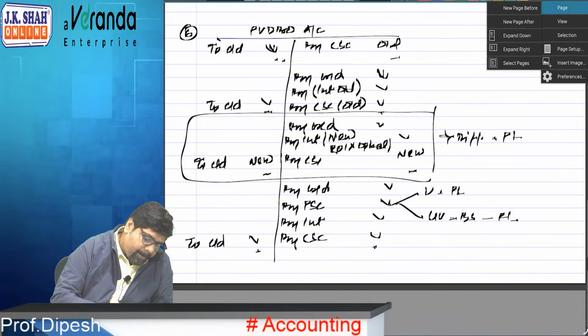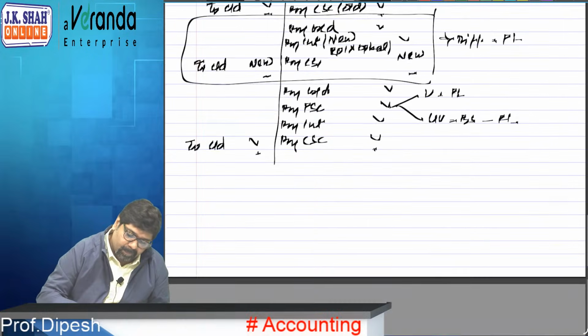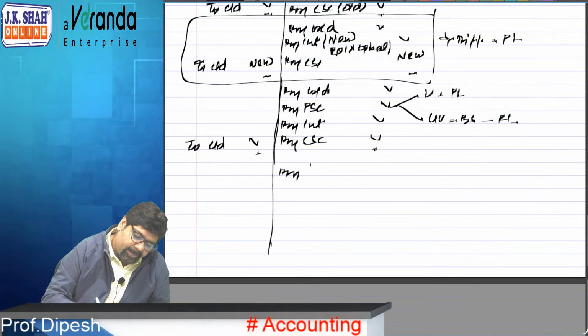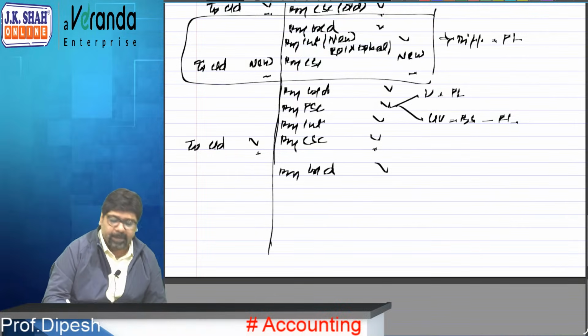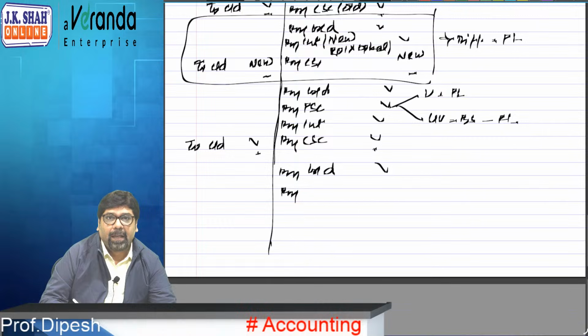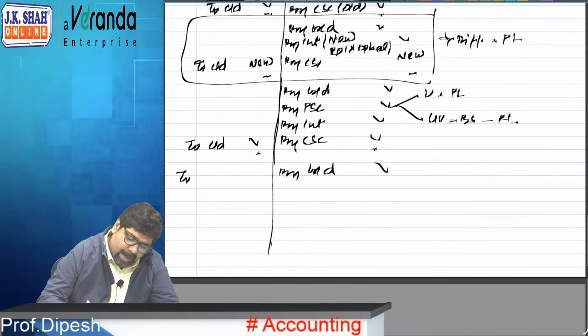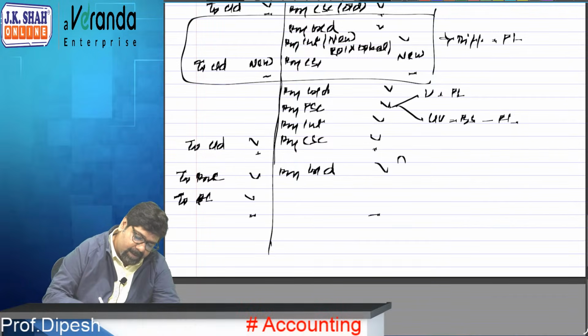Now chartered. Balance brought down. Correct? By, now charted to bank. Whatever you have paid, what you have not paid, you transfer it to PL. This is curtailment.